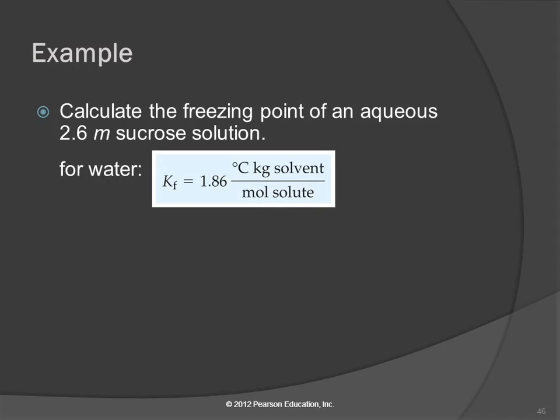So we can do problems with this. Calculate the freezing point of an aqueous 2.6 molar sucrose solution. When they say aqueous, what does that mean? It means the solvent is water. And I didn't want to have to go look stuff up, so I typed the KF in here. This is the freezing point depression constant for water. It's 1.86 degrees Celsius times kilogram solvent over mole solute. And that's just because of how the equation is set up.